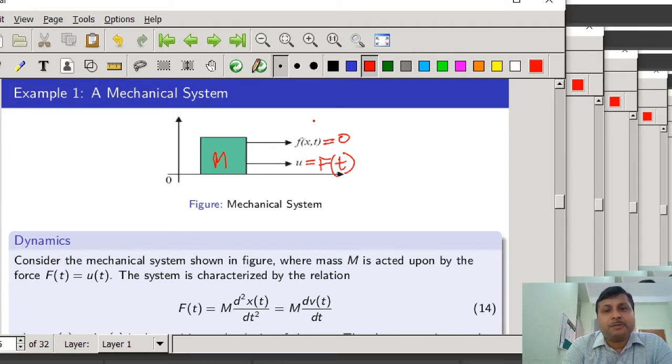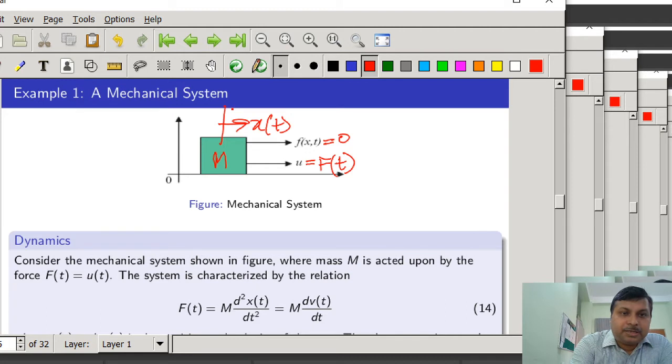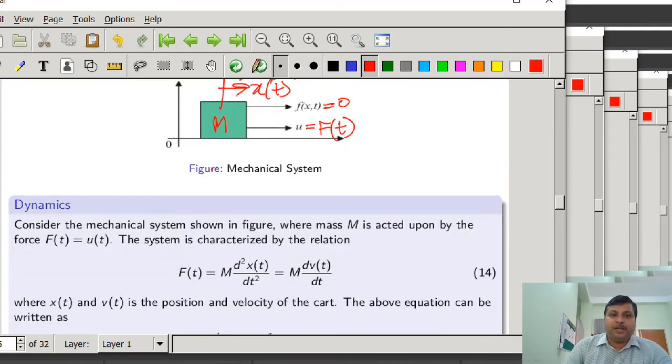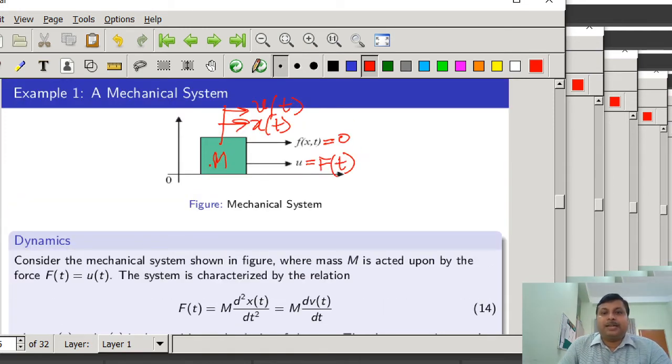So consider a simple system, a mass m, and we are applying a force, that is the input to the system, f(t). What will be the consequence if we apply a force to the mass? There will be a displacement, which can be represented by x(t), or the velocity v(t). Consider the mechanical system shown in the figure, where the mass m is acted upon by the force f(t), that is the input to the system, u(t).